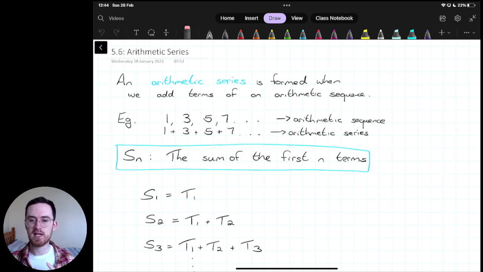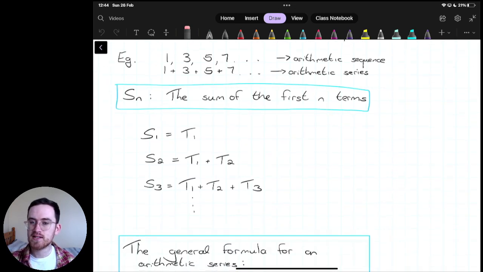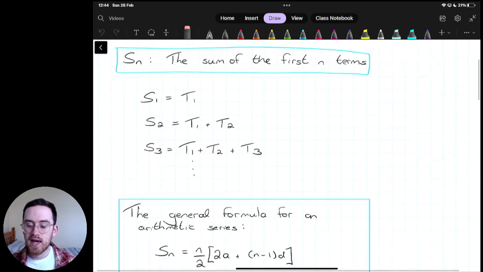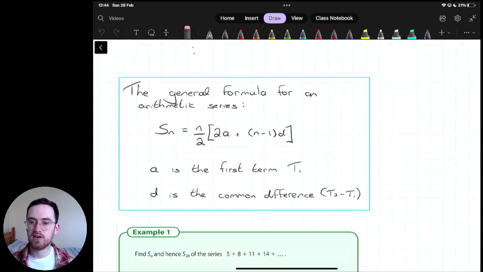Maybe we're working out values for T and values of Tn, and then looking at how we add those together. So if we have a series like this, where Sn is the sum of the first n terms, S1 obviously is the same as T1, S2 will be the sum of the first two terms, so T1 plus T2. S3 would be T1 plus T2 plus T3, and so on and so forth. Similar to Tn, we have a formula for this, and this is our general formula here.